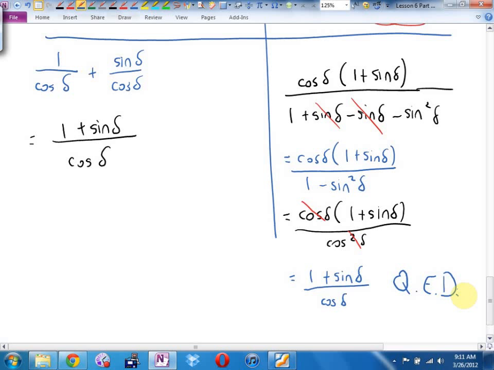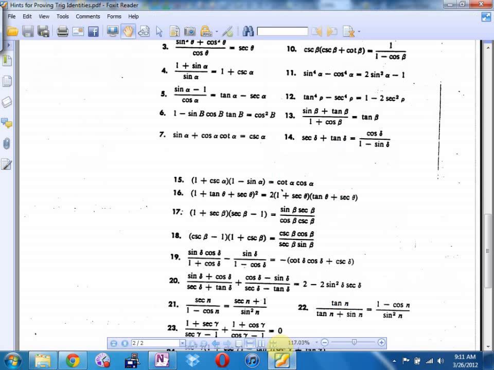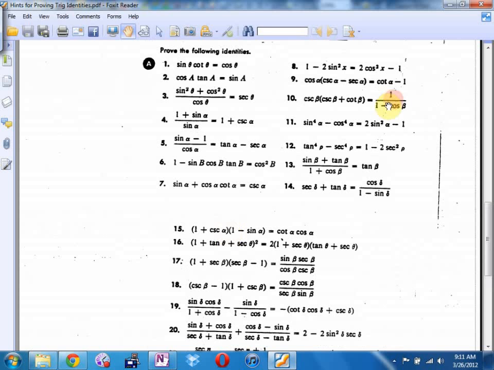That, my friends, is the conjugate. Where would I use the conjugate? Looking back at this sheet, bet you on number 21, 1 minus cos. Maybe on these ones here, but since I have two fractions, I'm not sure. There may be a way to do it without the conjugate as well, but I don't know. Oh, probably on number 10, 1 minus cos.